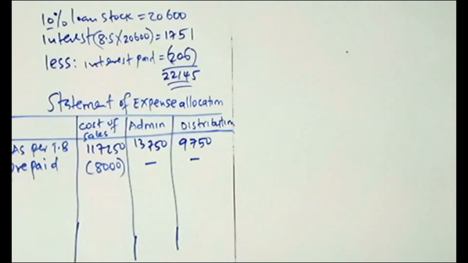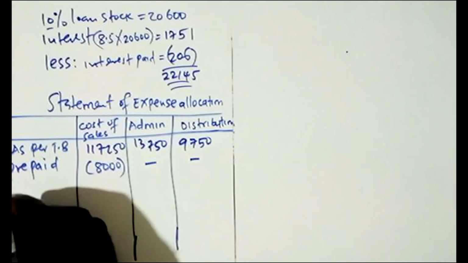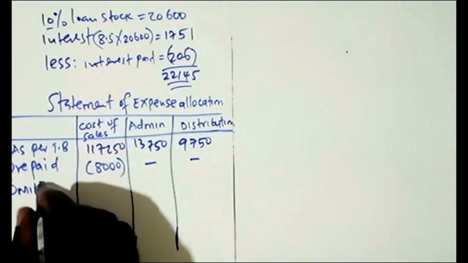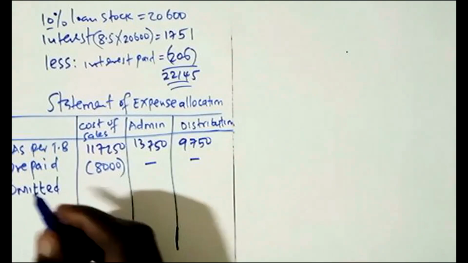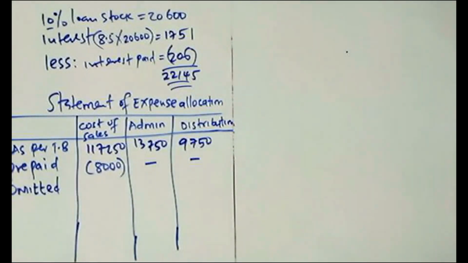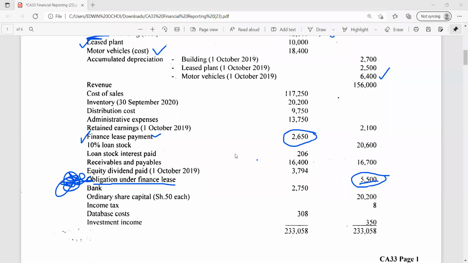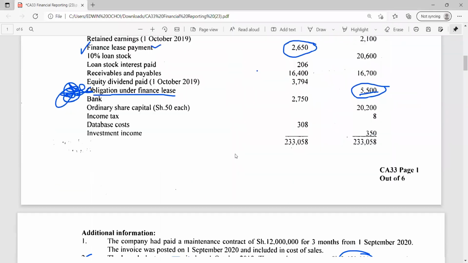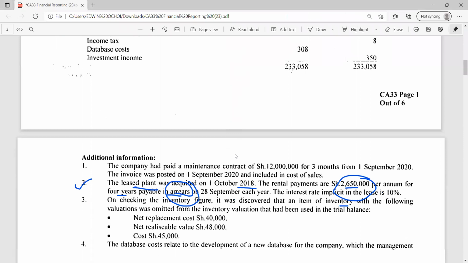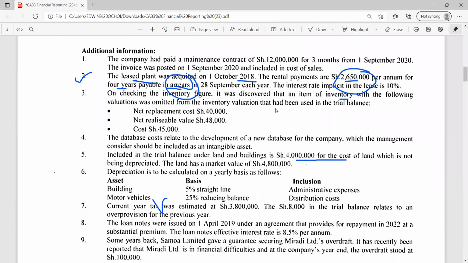The next, remember that there was some omitted closing stock, which we added. The replacement cost was supposed to be part of the inventory. That is why I added back this 40. So which means that it was omitted.